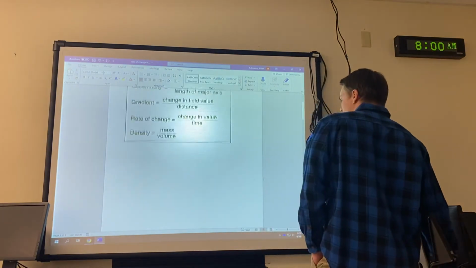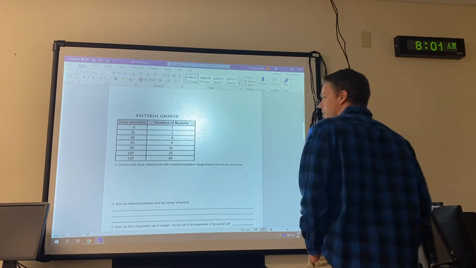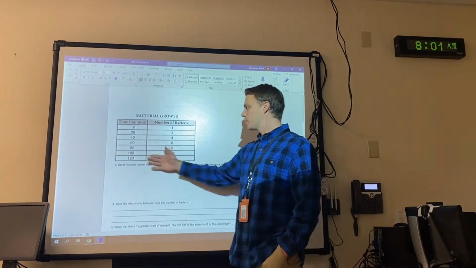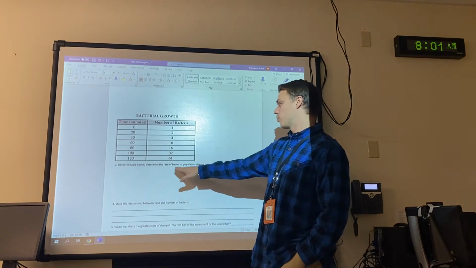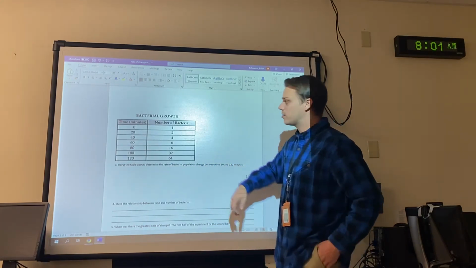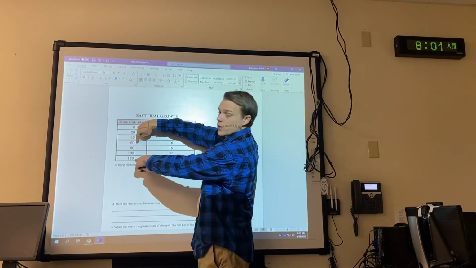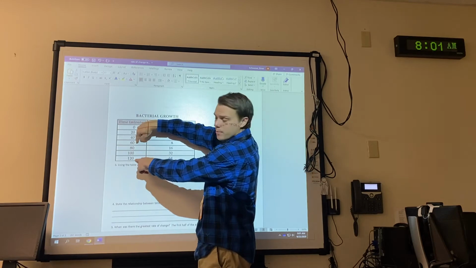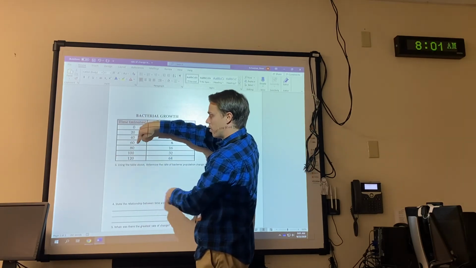So I also just want to show you that we're also going to be graphing. So in this case, we're going to be observing bacteria growth. So determine the rate of change between 60 minutes and 120 minutes. So we're only going to be looking at time, 60 minutes, 120 minutes. So since that's time, that goes on the bottom of our formula. So that'd be 120 minus 60, so 120 minus 60.